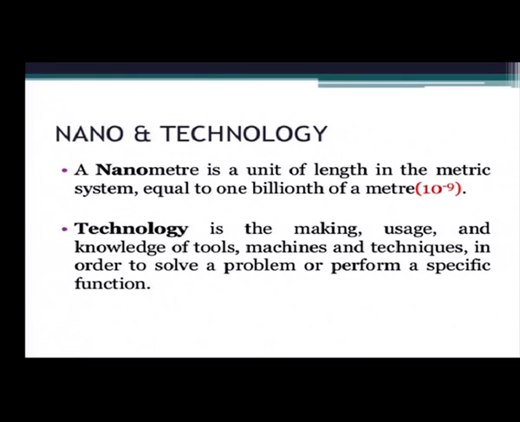So, what is a nanometer? Normally we come across the meter, centimeter and decimeter. We know that 100 centimeters is 1 meter, and similarly a nanometer is a unit of length in the metric system, equivalent to 1 billionth of a meter. What do you mean by 1 billionth? 1 billionth is nothing but 10 power minus 9 meter. Therefore, we can say 1 nanometer is equal to 10 power minus 9 meter.